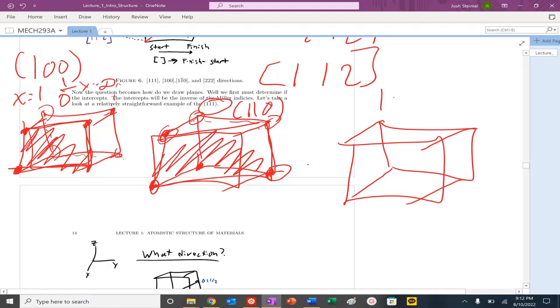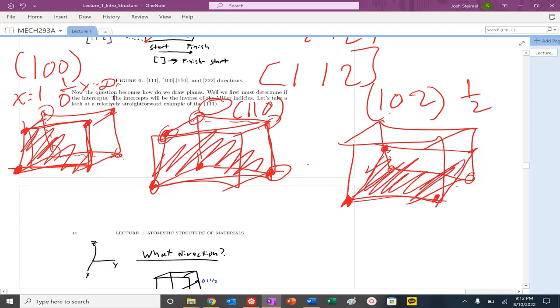What about (101)? Or actually, let's do (102). So again, what's my x-intercept? 1. What's my y-intercept? Nothing. What's my z-intercept? It's not 2, because remember, reciprocal, it's a half. So I could do it like this. If I move my origin from here to here, same thing: 1, half, connect, and there we go. It'll never intercept the y-axis, and we're good to go. So that's effectively how you would do planes.